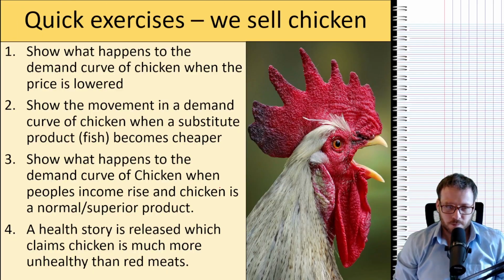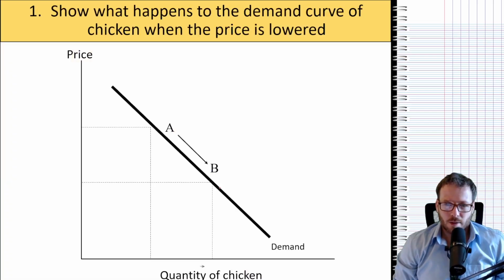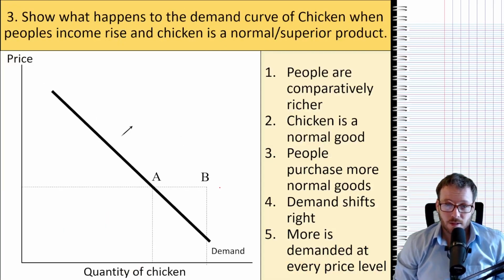Number 3. People's income rises and chicken is a normal or a superior good. So it's considered a good quality good in society and you get richer. Therefore, you're going to buy more chicken. It's going to shift to the right. At every price level, you'll buy more chicken.